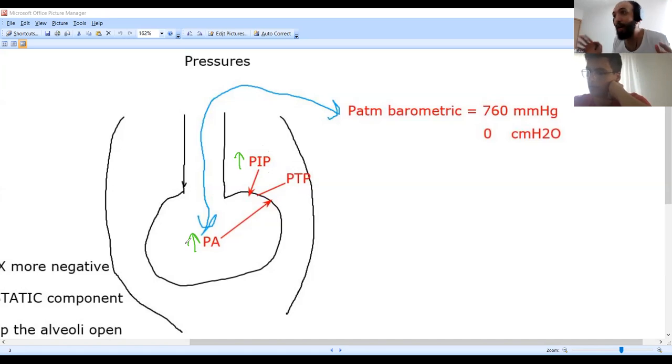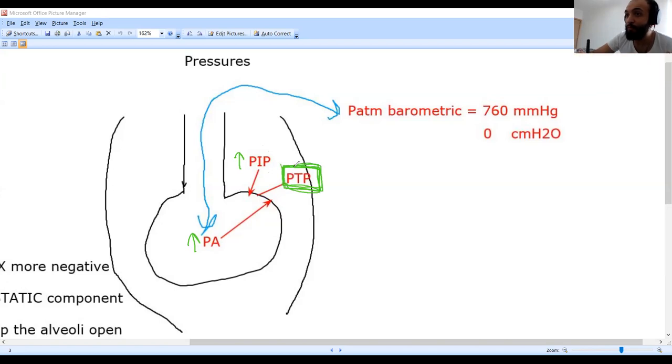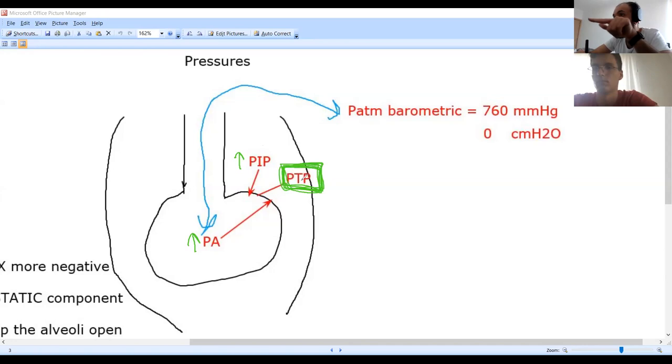Why will it stay the same? Because the PTP didn't change. So the one that determines the volume is the PTP. So if the PTP increases, it means those two did something to increase the PTP, so the volume will increase. You understand? Okay, last question here.